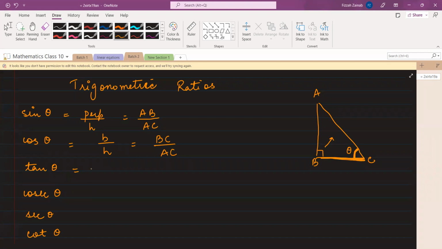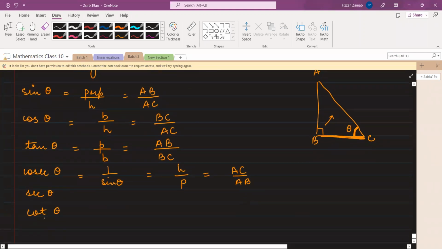Okay. So tan theta is perpendicular upon base. So you are taking angle theta, so the perpendicular will be AB divided by base, which is BC. Is that clear? Now please reply yes or no. Yes, ma'am. Okay. Now cosec is actually 1 upon sine theta. This we know, it is the reciprocal. So you can simply write H upon P. That means AC divided by AB, right?